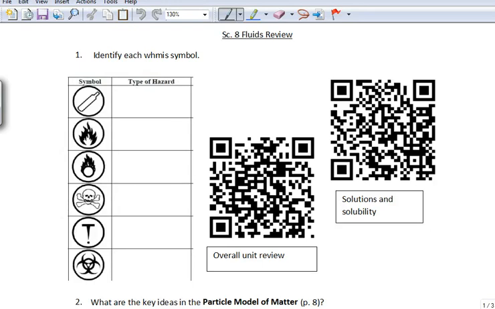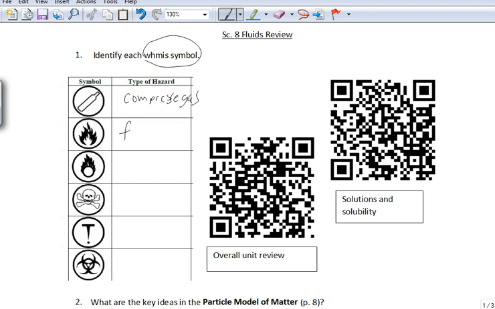Hi there, let's go over the answers to your Science 8 Fluids Review assignment. So the first question, they want you to identify each of these WHMIS symbols. And so this one is, of course, compressed gas.